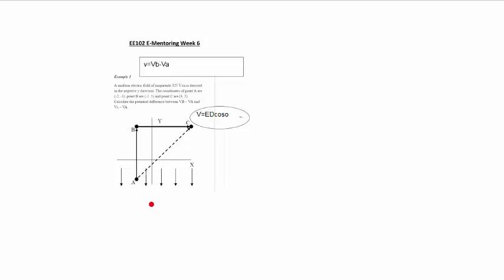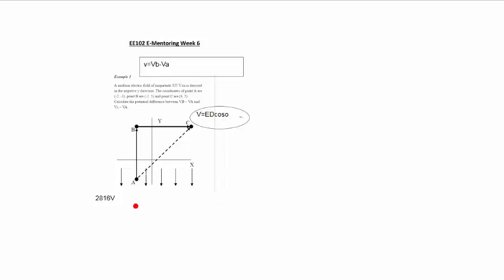For our case, the first one, VB minus VA, it will be minus our E value, which is minus 352, times 8, which is the distance between point B and point A, cos 180 because they are just straight in line. Once we compute, we should be able to get our answer for part A as 2,816 volts. Okay, this is for part A.